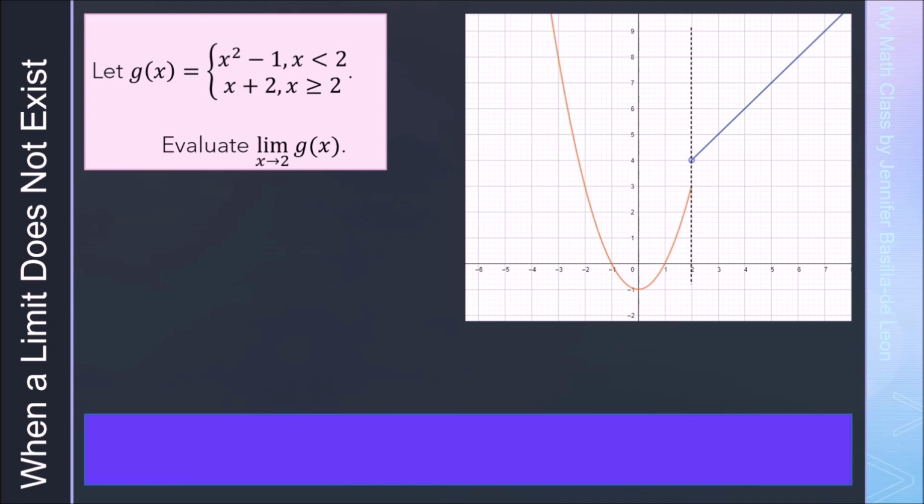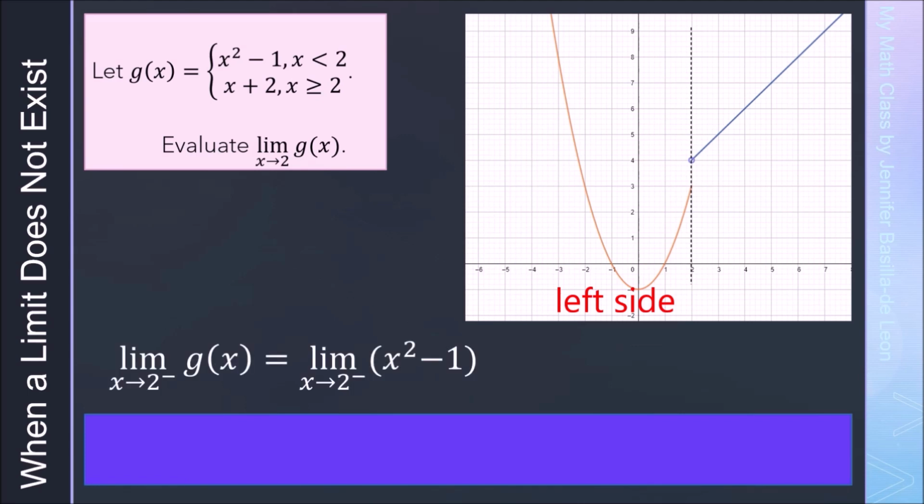Then we get the value at which the function approaches as x approaches 2 from the left. In other words, we will consider the values of x which are less than 2. In this case, we will focus on the graph of f of x equals x squared minus 1.